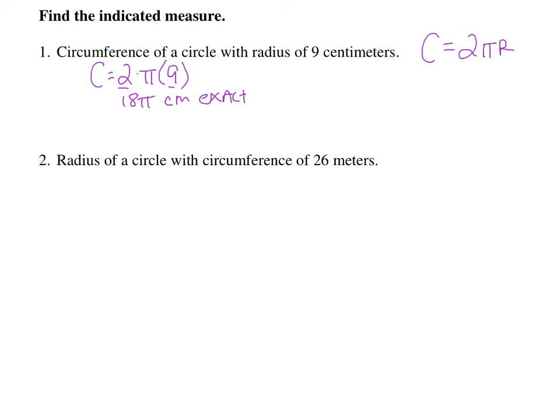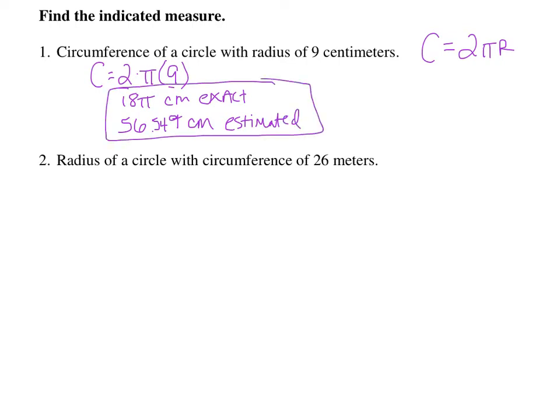If I actually multiply those together by using the pi button on my calculator, I get 56.549 centimeters, and that's the estimated. So on each of these questions, I'm going to write the estimated answer and then our exact answer.